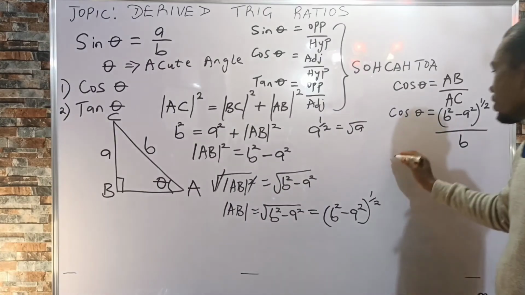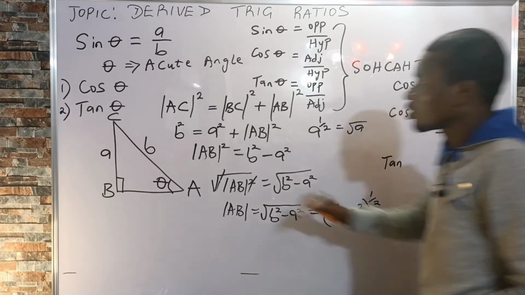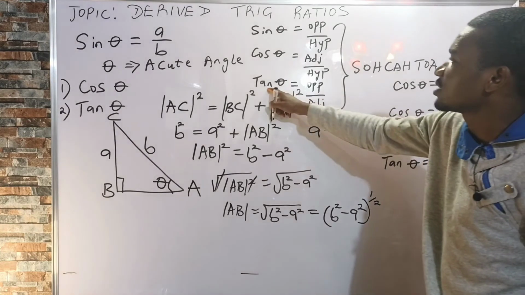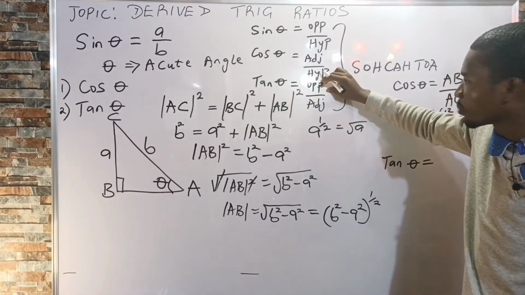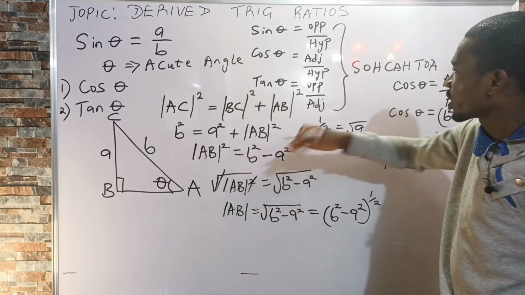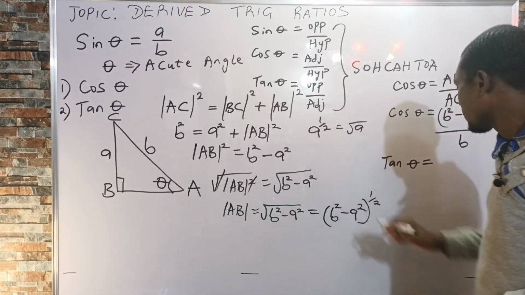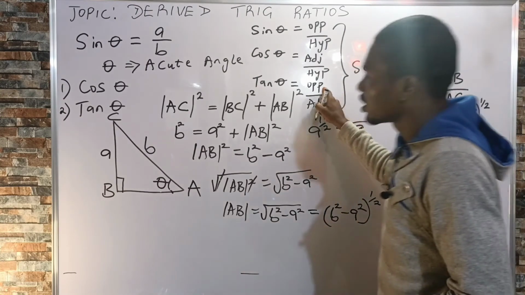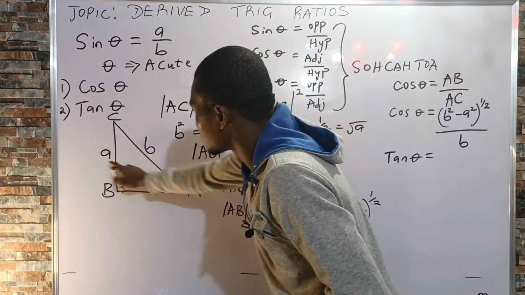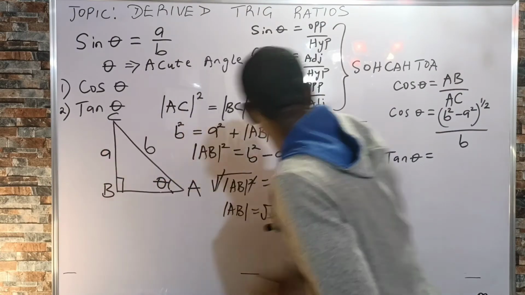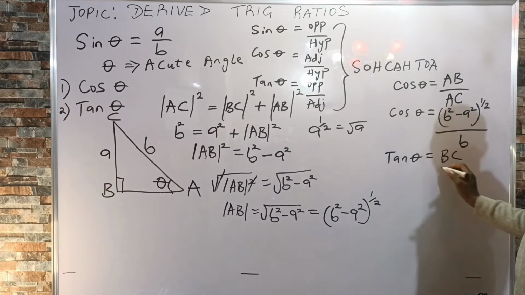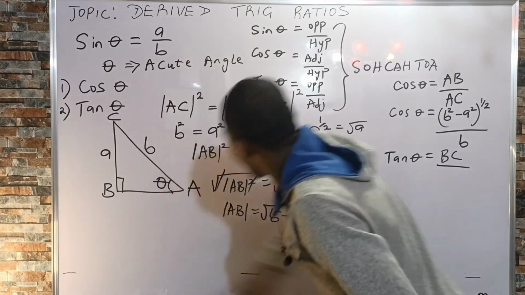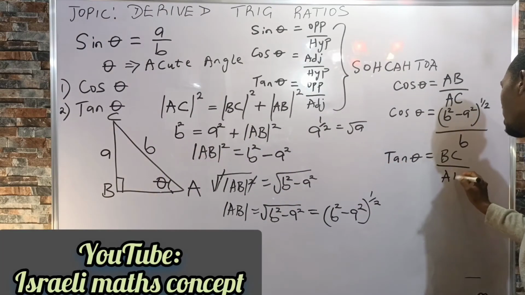Let's also take the tangent of theta. Remember that the tangent of an angle is given as the ratio of the opposite side of the given triangle all over the adjacent side. So the tangent of this angle theta is equal to the opposite, and the opposite is where the angle theta is facing directly, which is side BC. So we have side BC all over the adjacent. Remember the adjacent is side AB.